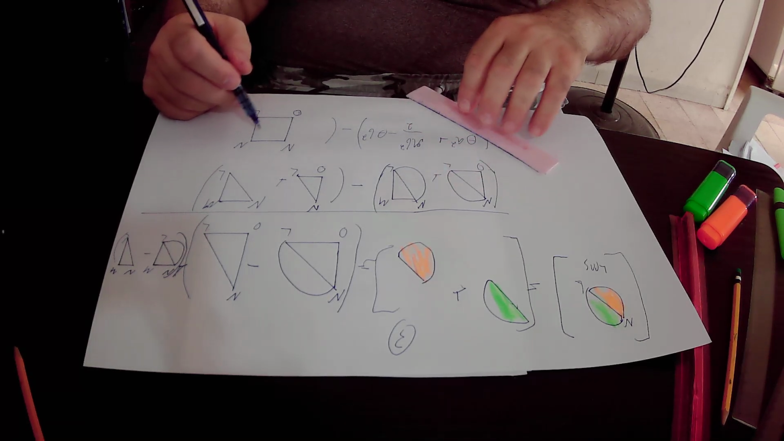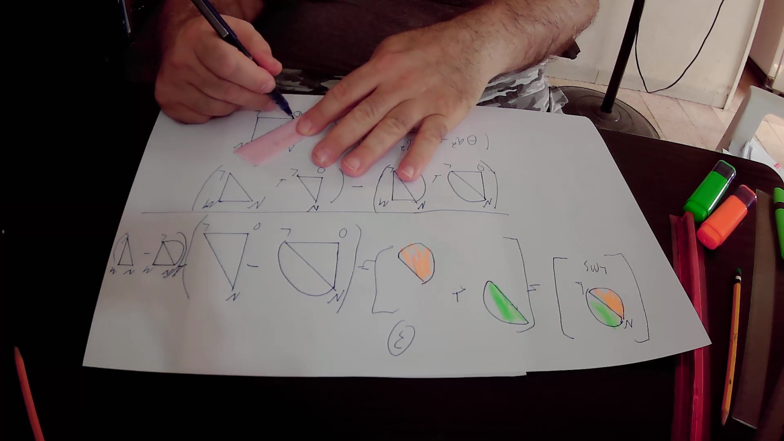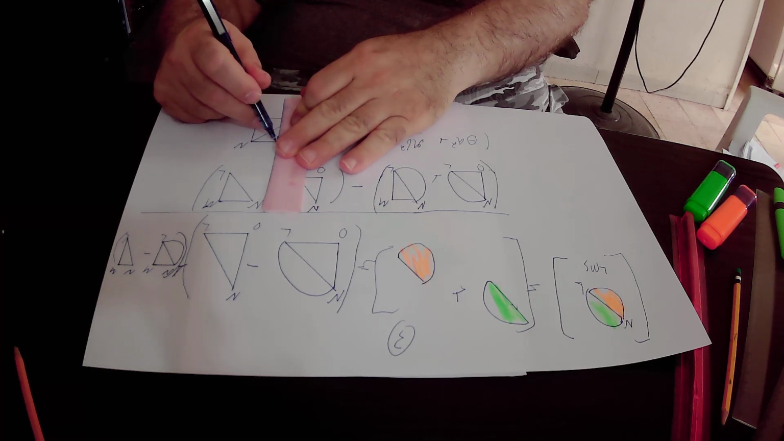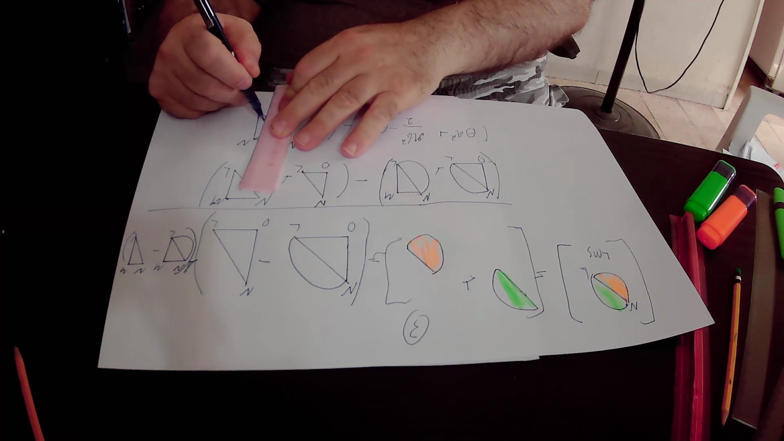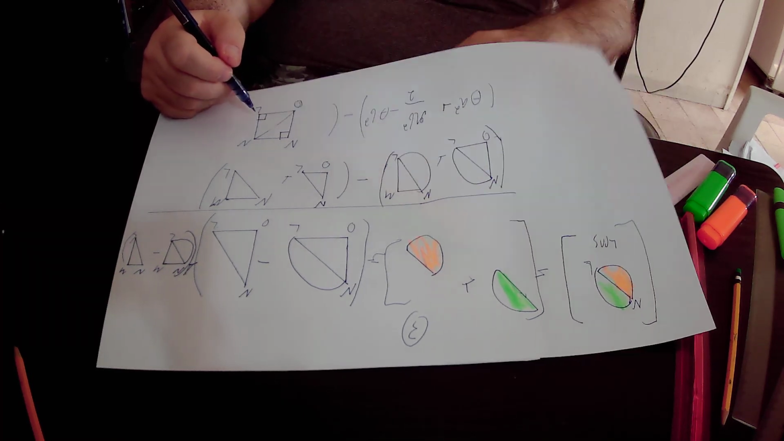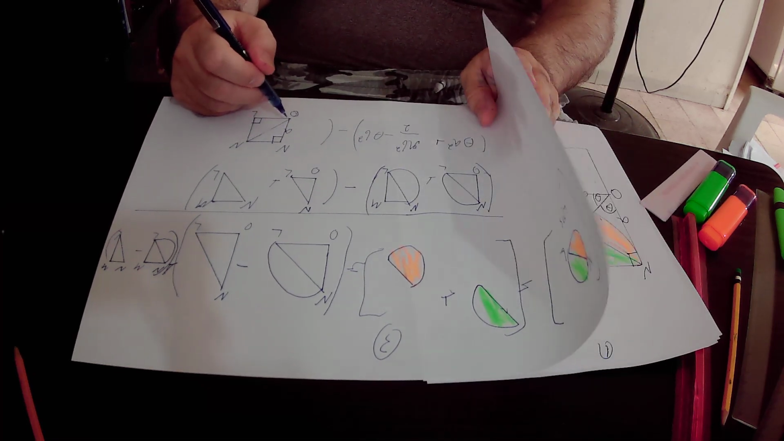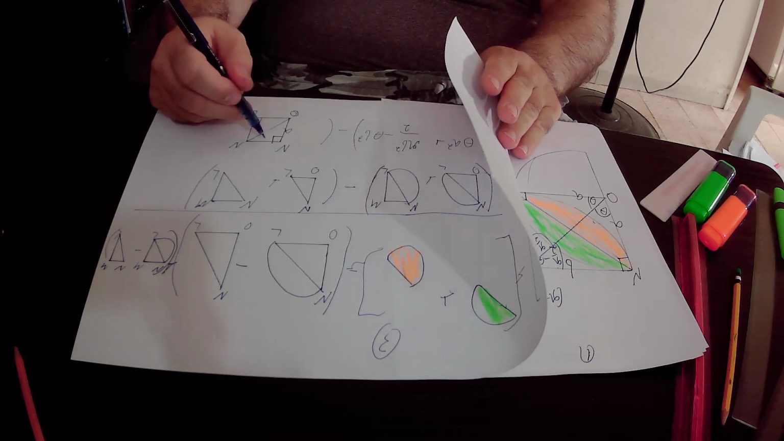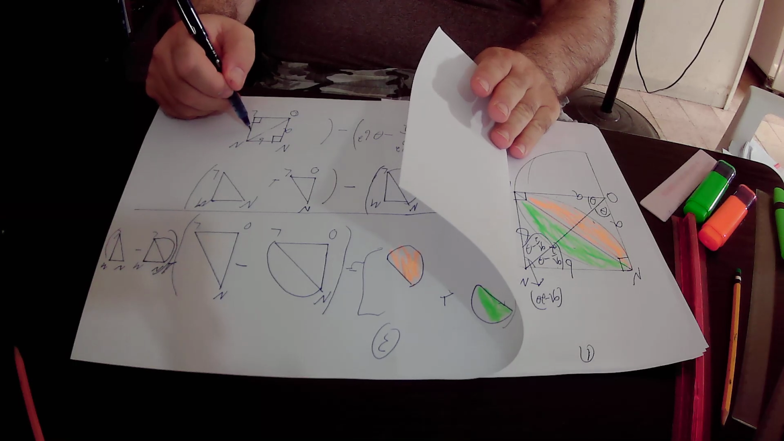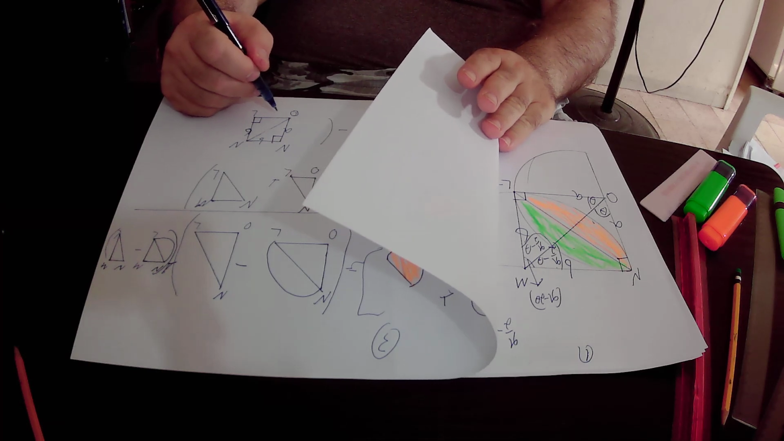We will join points N and O together by a straight line. This angle equals 90 degrees, it is a right angle. This angle also equals 90 degrees, it is also a right angle. NO equals A, NM equals B, NL equals B, and OL equals A.